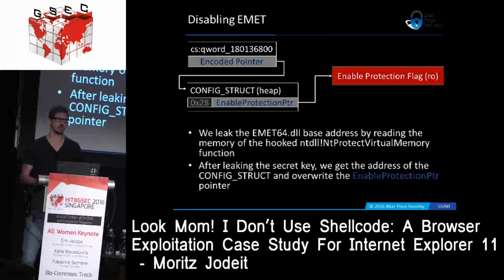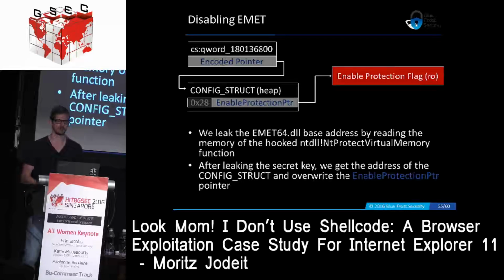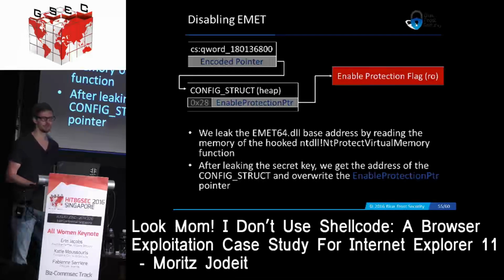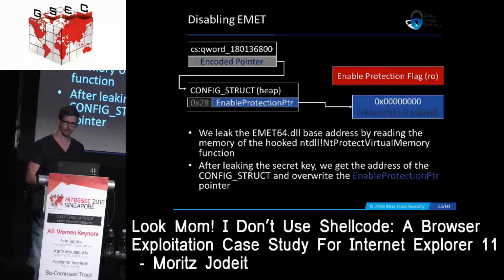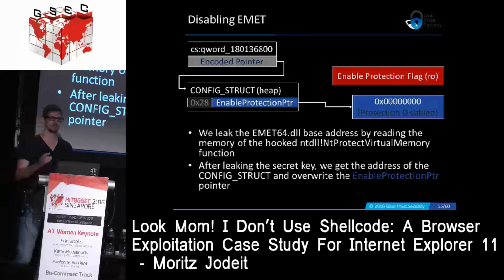We decode it using the extracted secret value, and that way we find the address of the config struct on the heap. And once we found that, we use our write primitive to overwrite the enable protection pointer, and we just point it to some memory which happens to contain null bytes. So in the end, this is enough to bypass emmet, or the ASR check in this case. And as I said before, this kind of technique can probably also be used for all the other emmet checks as well. So now we got code execution outside of the sandbox, and we successfully disabled emmet as well.